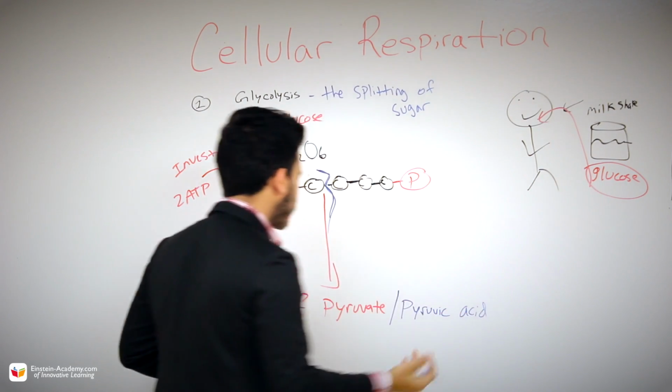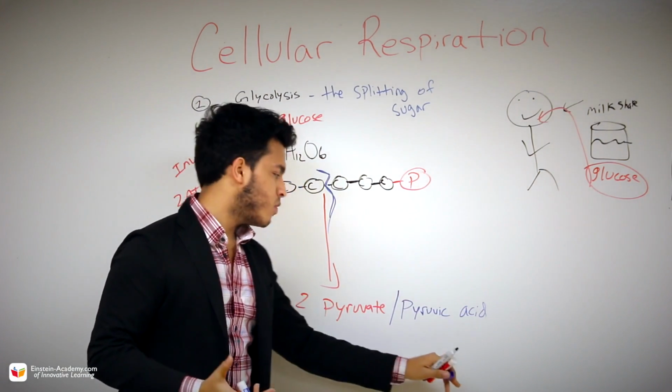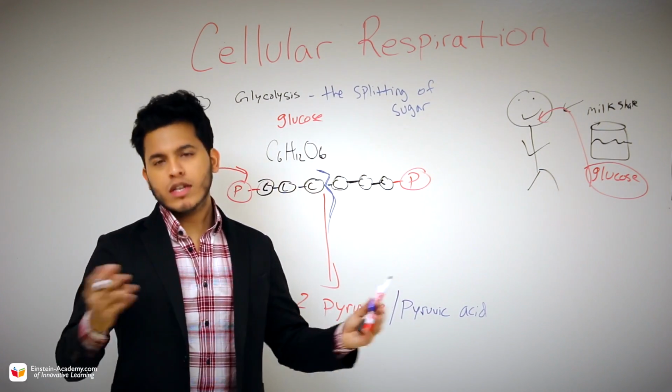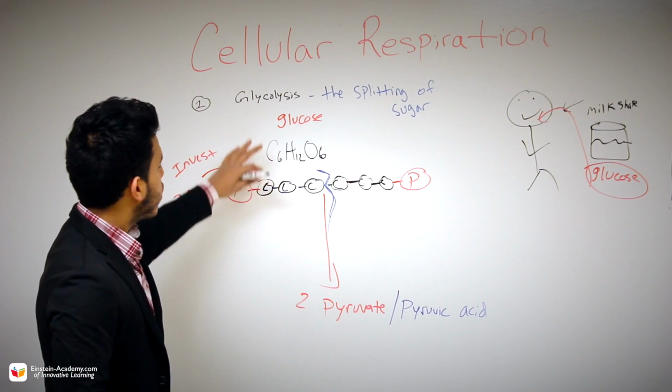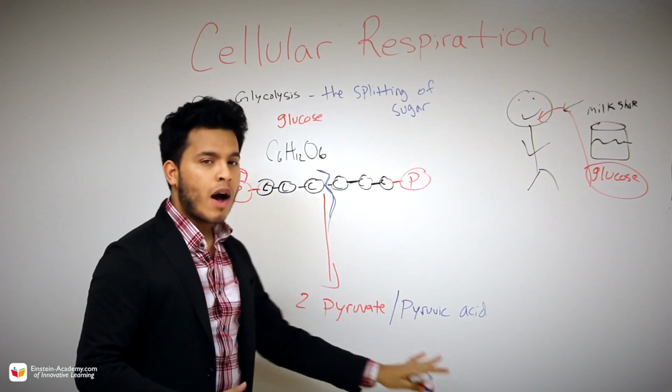Are they the same thing? Not exactly, but the AP Bio will use these terms interchangeably. So they can give you pyruvate, they can give you pyruvic acid. Just understand that they essentially mean the same thing. So glucose, your starting compound, will eventually give you 2 pyruvates.